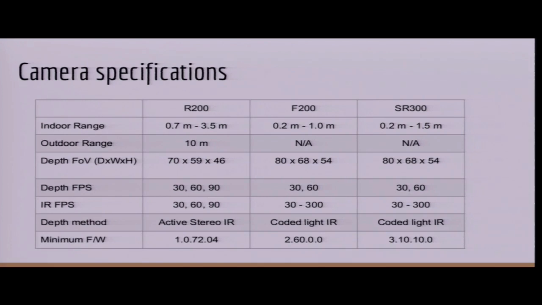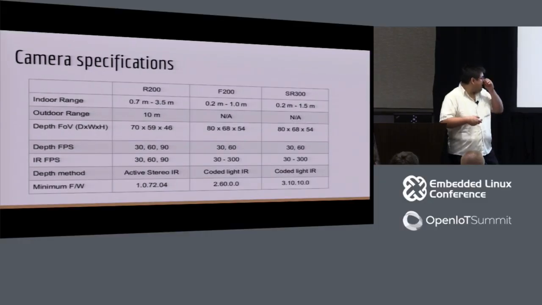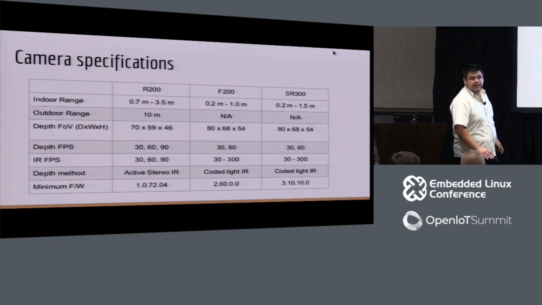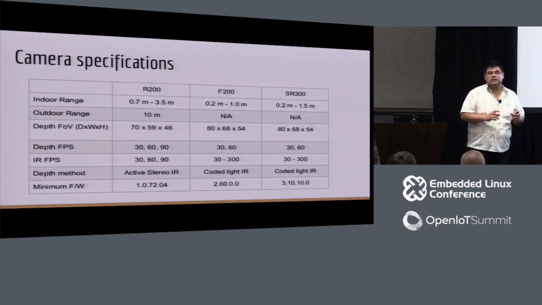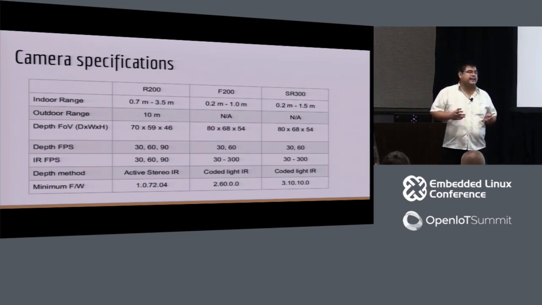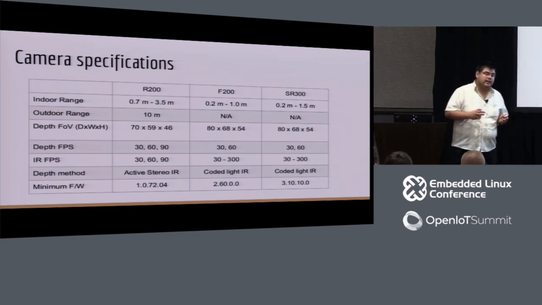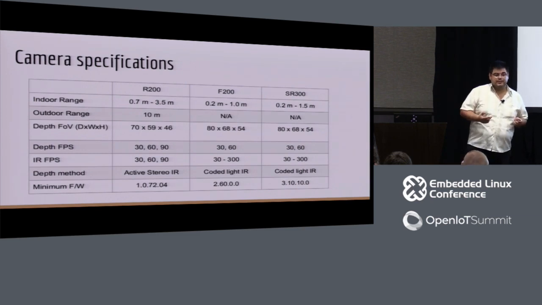As I mentioned before, the R2000 has active stereo IR, and it could be used outdoors. And as I told you, the size matters. We have right now a small device, but this device has one constraint. It communicates using a USB 3 protocol.